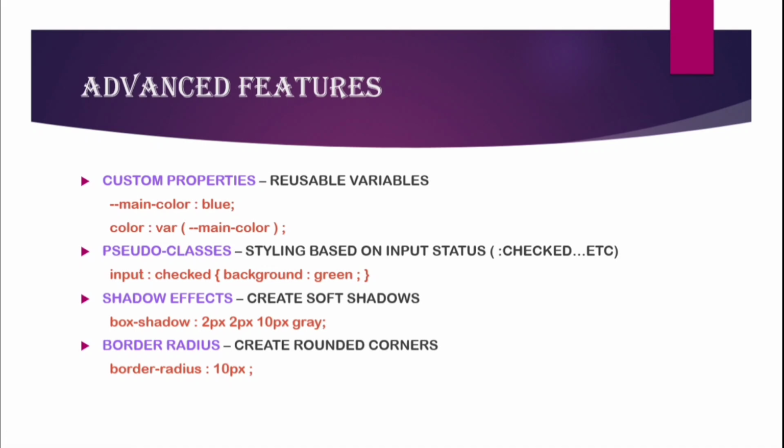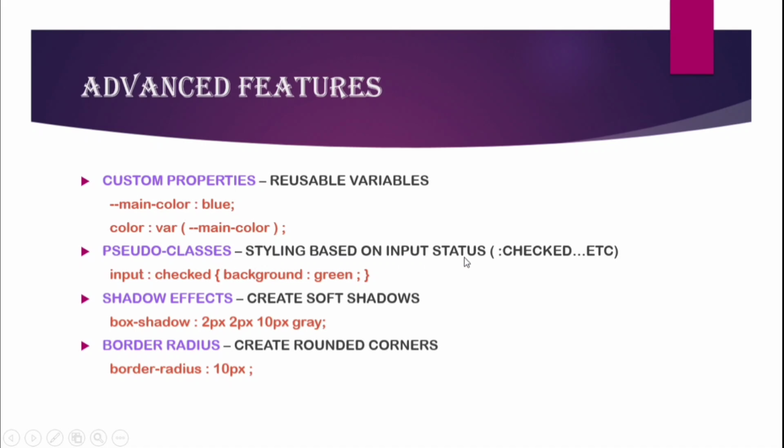And how do you call this value into any element that you have? For that particular element, if you want to change the color, you can add it by using var, and you just give the name that you gave to that main property. Here it is main color. So the blue color will be directly added to that particular element, and you don't have to write it again and again for each and every element.